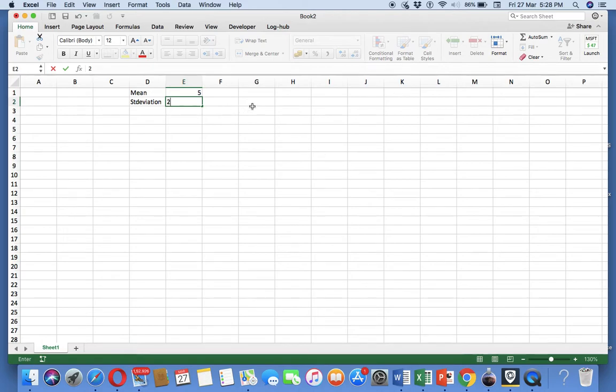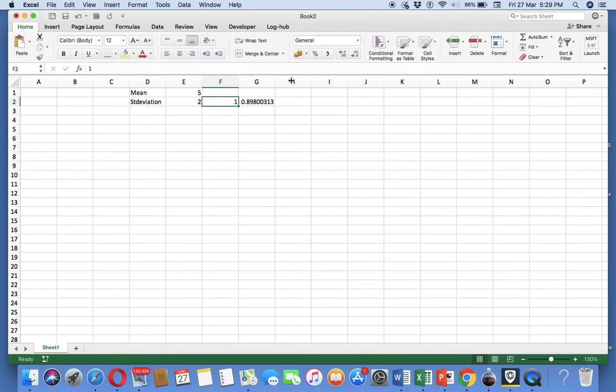Now I can generate a variable which is going to be normally distributed with these parameters. In other words, you're simulating a random variable which follows a normal distribution. For that, the first thing I have to do is generate a series of random numbers. In Excel, the command is just RAND, open and close the bracket. So you'll get a random number. Now let me generate 100 random numbers.